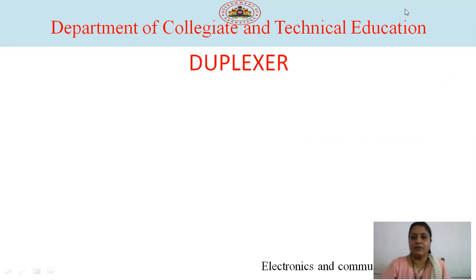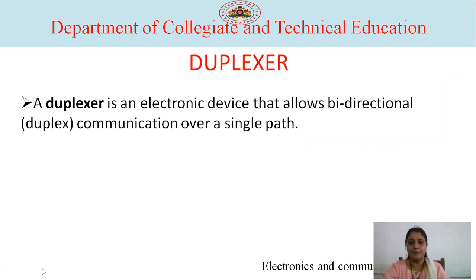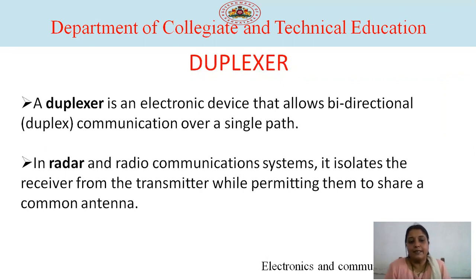Now we will study an example of the duplexer. What is the duplexer here? It is an electronic device that allows bidirectional communication over a single path. Bidirectional communication means it communicates with the transmitter as well as the receiver path over a single path. In radar and radio communication systems, it isolates the receiver from the transmitter while permitting them to share a common antenna.